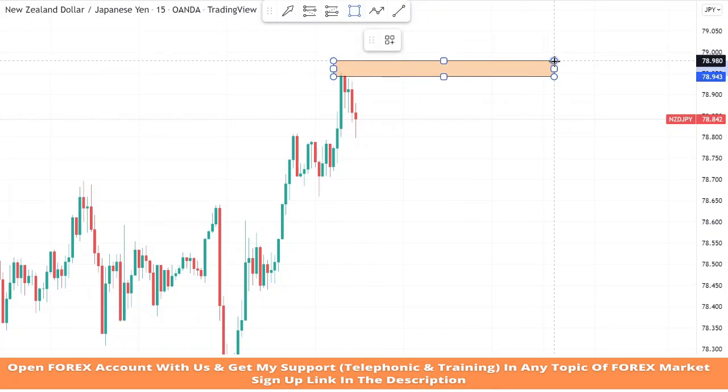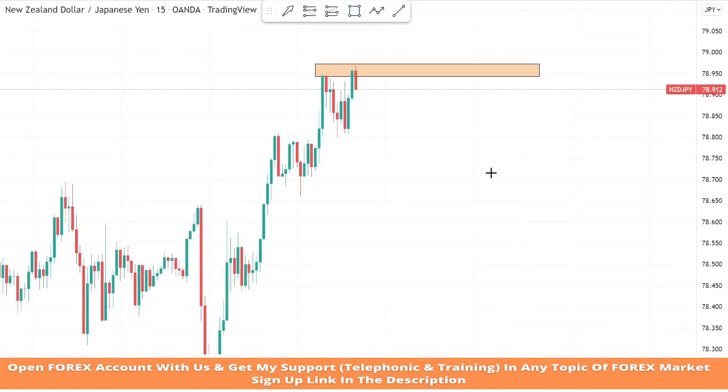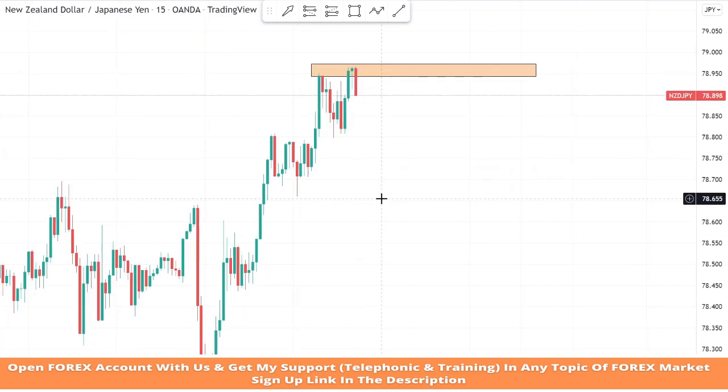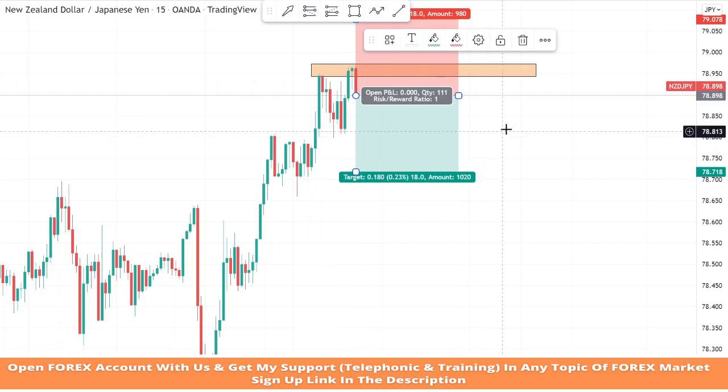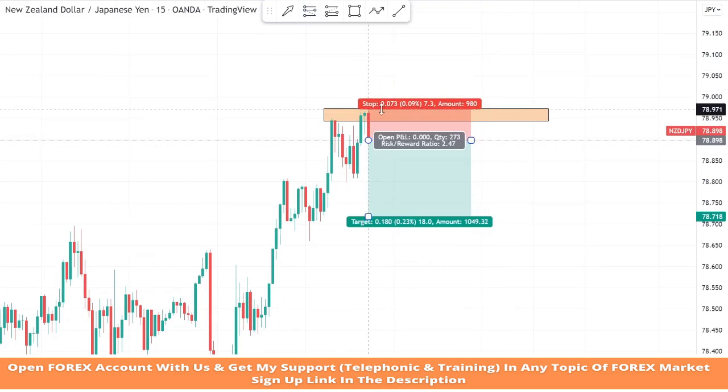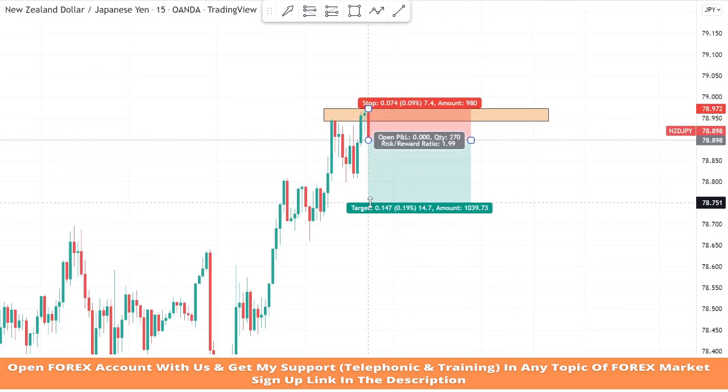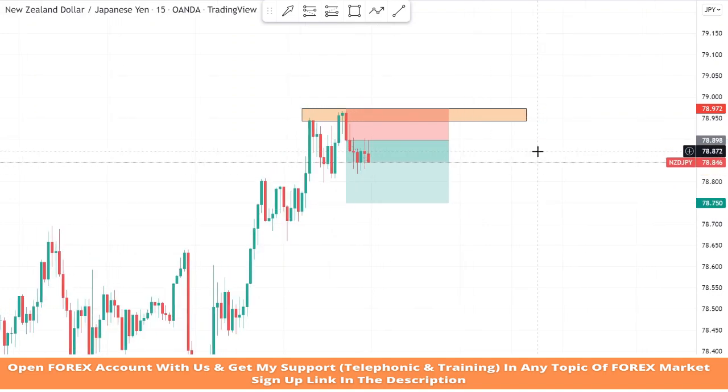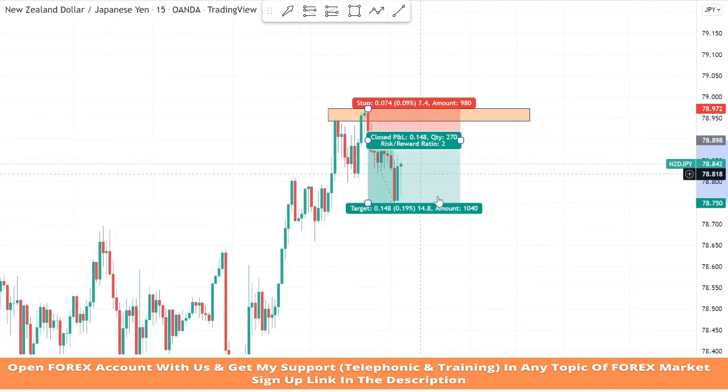As usual, we will draw our resistance zone to see market levels on this zone. We got a confirmation of sell trade from this level, because market got rejection on this level second time. We will set stop loss at last high of the candle and risk to reward will be 1:2. Here we won the trade with the help of resistance zone.